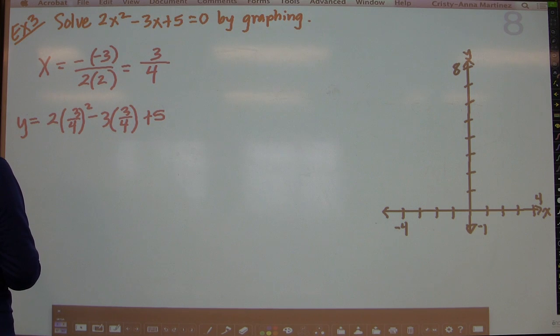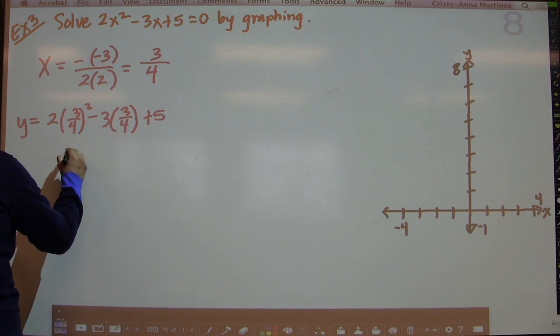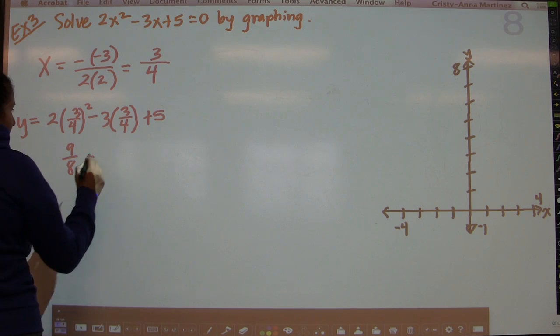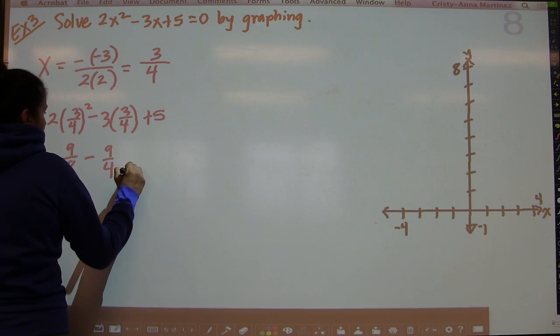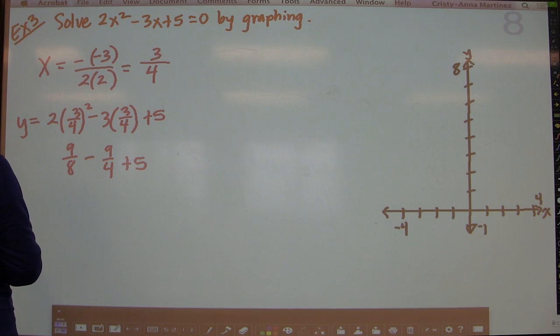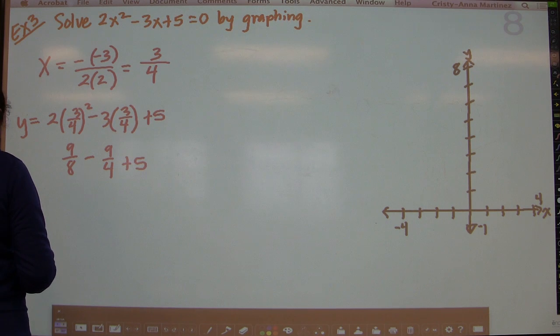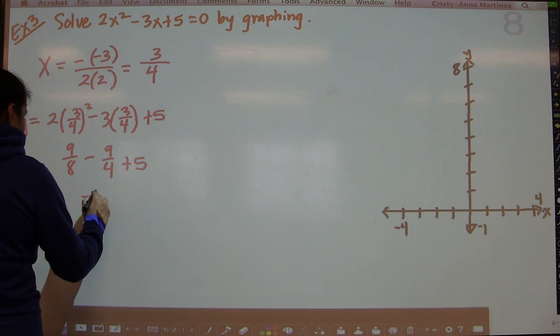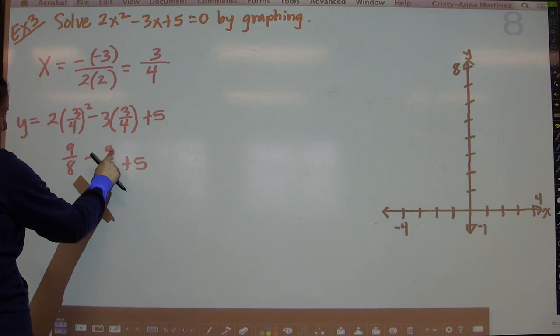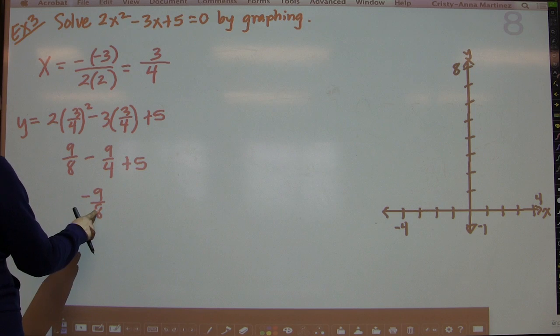And then 9/16 times 2 is going to give us 9/8. And then 3 times 3 is going to be 9/4, plus 5. So we take our 9/8 and subtract 9/4. And that'll give us negative 9/8, because we're going to have to times this by 2, and the 9 by 2 is going to be 18, so 9 minus 18 is negative 9/8.